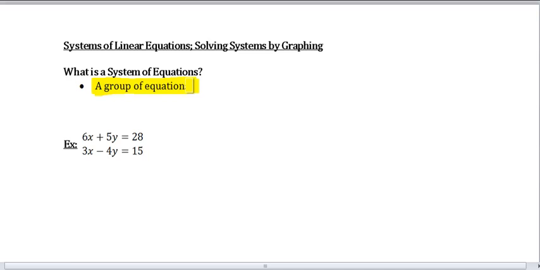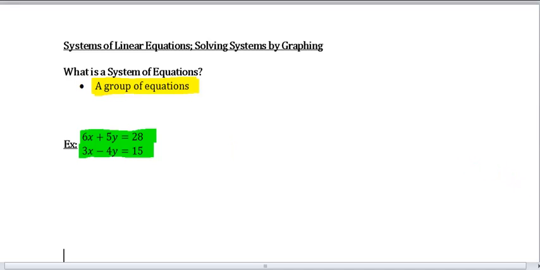There are times in mathematics where we're going to need more than one variable to solve an application problem. And in order to solve an application problem that involves more than one variable, we're going to need more than one equation. This is where systems of equations come into play. I have an example of a system of equations here. We have 6x plus 5y equals 28 and 3x minus 4y equals 15. I'm grouping those together and calling that my system of equations.